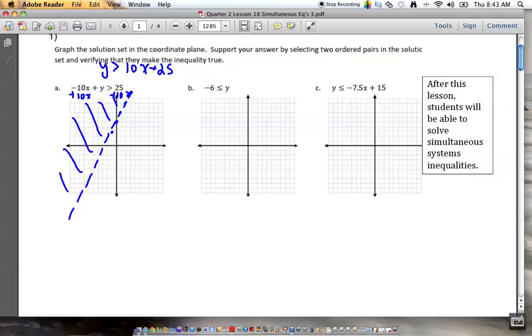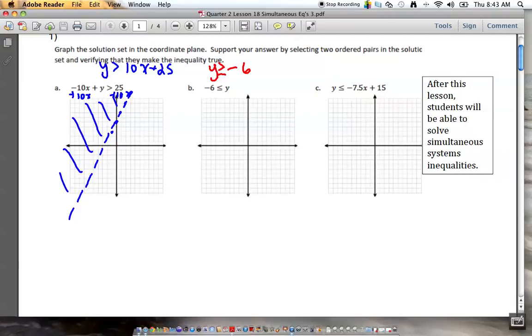All right, next one, -6 is less than or equal to y. And the problem with this one is that the y is not on the left. We always, always, always want the y on the left. So I'm going to move it around a little. I'm going to put the y here, and I'm going to put the -6 here. But what's the cardinal rule when I move inequalities around? Well, it has to continue to point to the same thing. If it points to the -6 here, it's got to point to the -6 here.